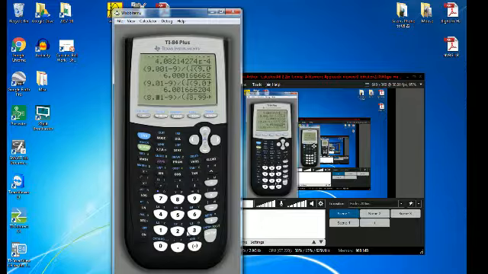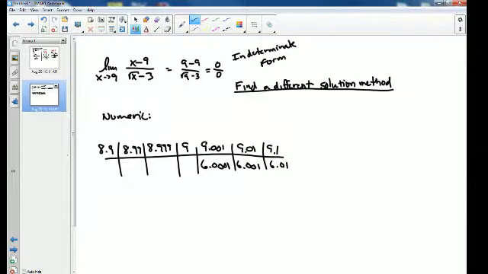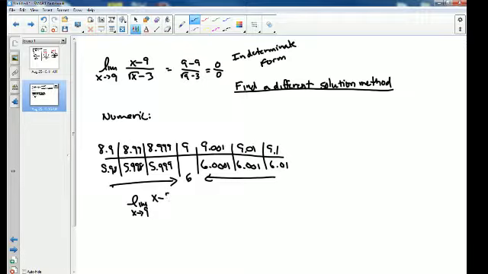Right, so there's 5.001, 998. So what you would find out if you did all those calculations is that the limit would be 6. Those are the numbers you get. So this is going to 6, right? And this is going towards 6. That's your answer. So you would write the limit as x approaches 9 of the function equals 6.